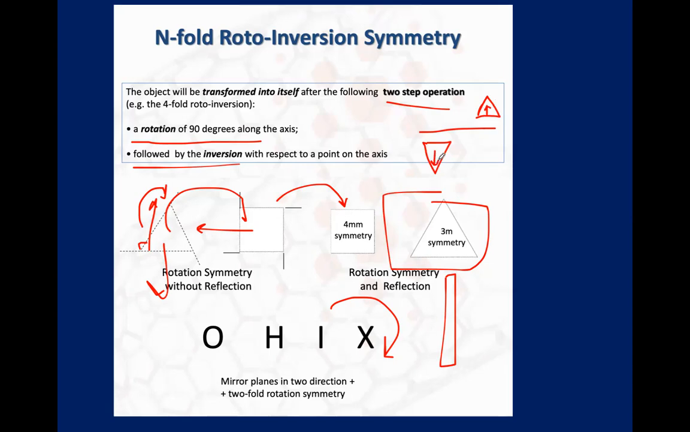Okay, so roto inversion is very important because for some crystals only the roto inversion symmetry is there, right? So this is with respect to a point on the axis, right? So ultimately this will end up with an operation which you can describe in a way like this, right? Something like this.